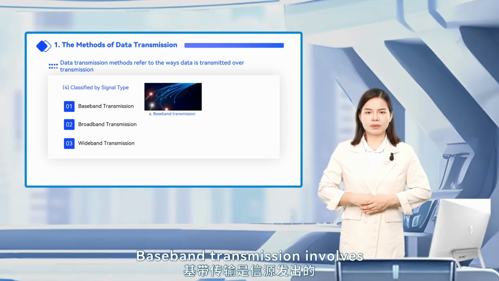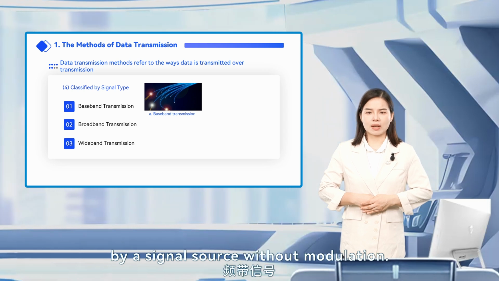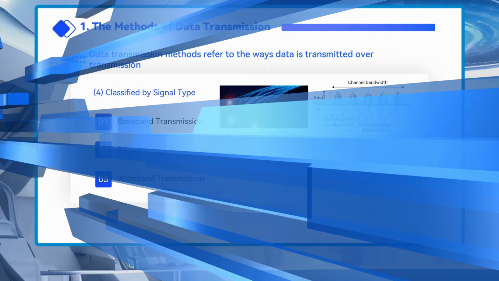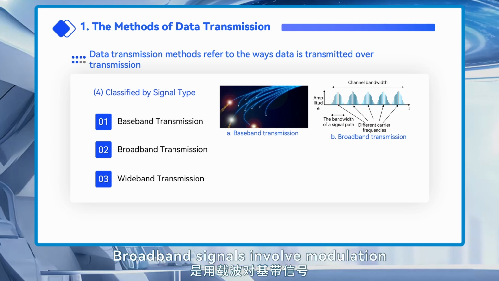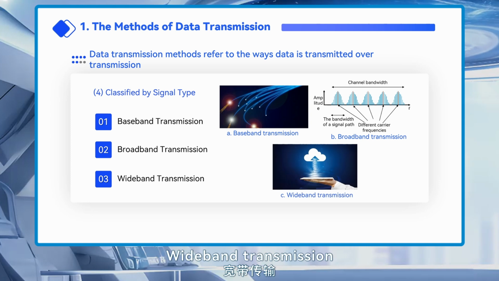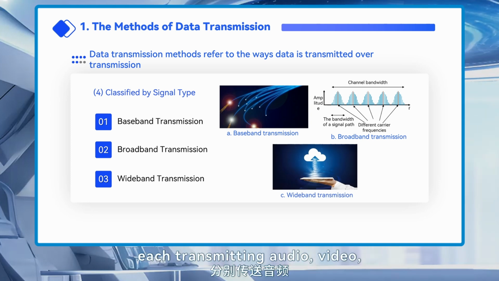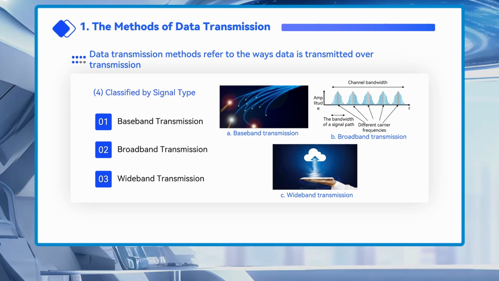Baseband transmission involves original electrical signals emitted by a signal source without modulation. Broadband signals involve modulation of baseband signals using carriers. Wideband transmission divides channels into multiple subchannels, each transmitting audio, video, and digital signals separately.